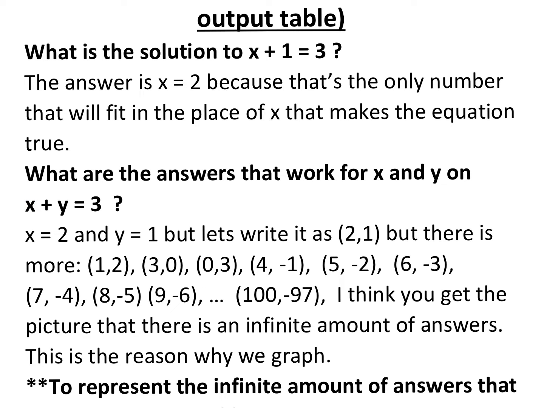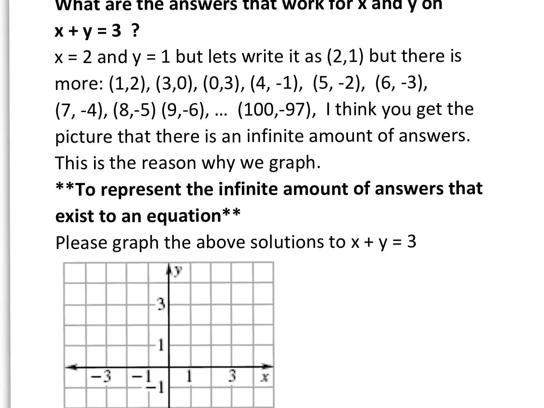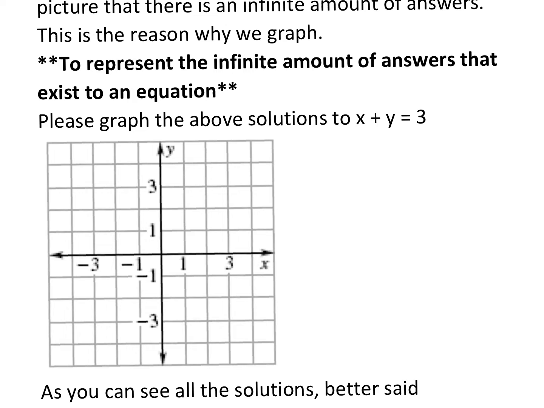But when you have x plus y equals 3, then you really do have an infinite amount of answers. It could be 2 plus 1. It could be 3 and 0. It could be 0 and 3. It could be 4 and -1, 5 and -2, 6 and -3, 7 and -4, and so on and so on. You guys know that, right? So this is the reason why we graph functions, why we graph anything for that matter. When you graph, the graph actually represents the infinite amount of answers that exist to the equation.